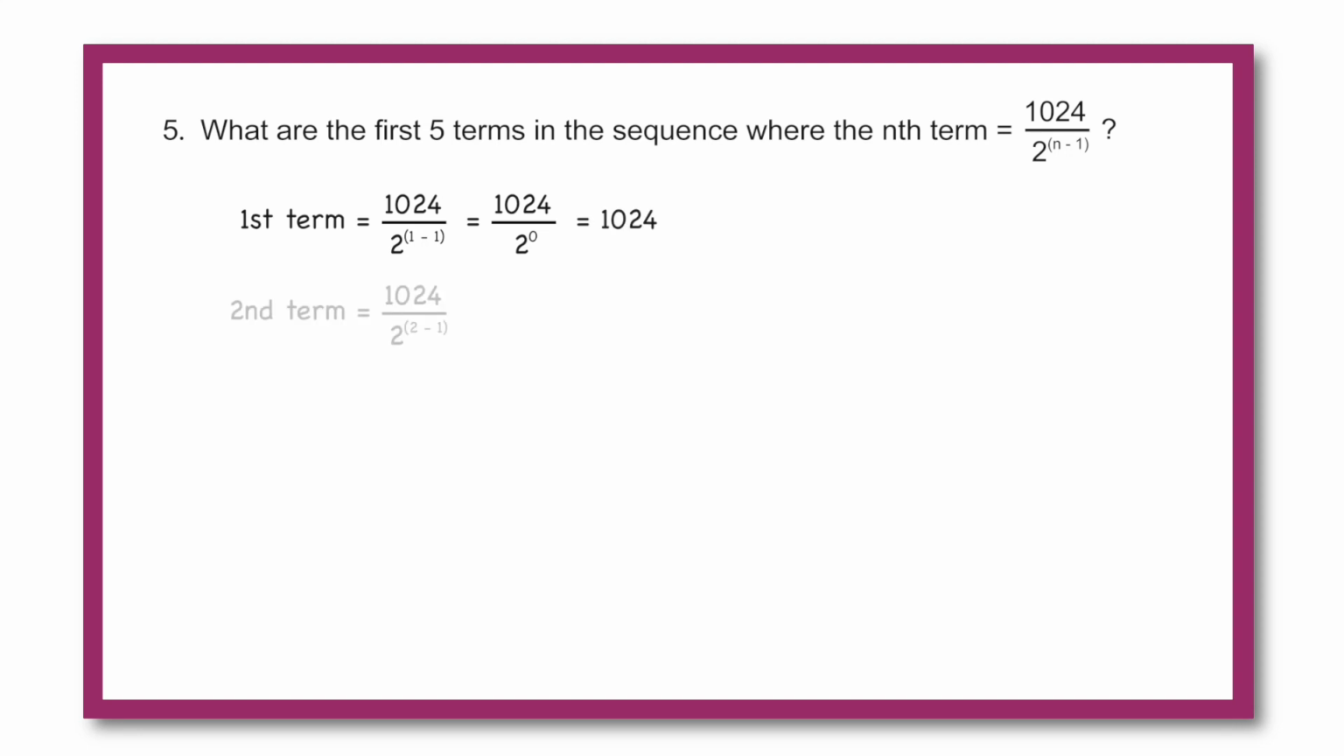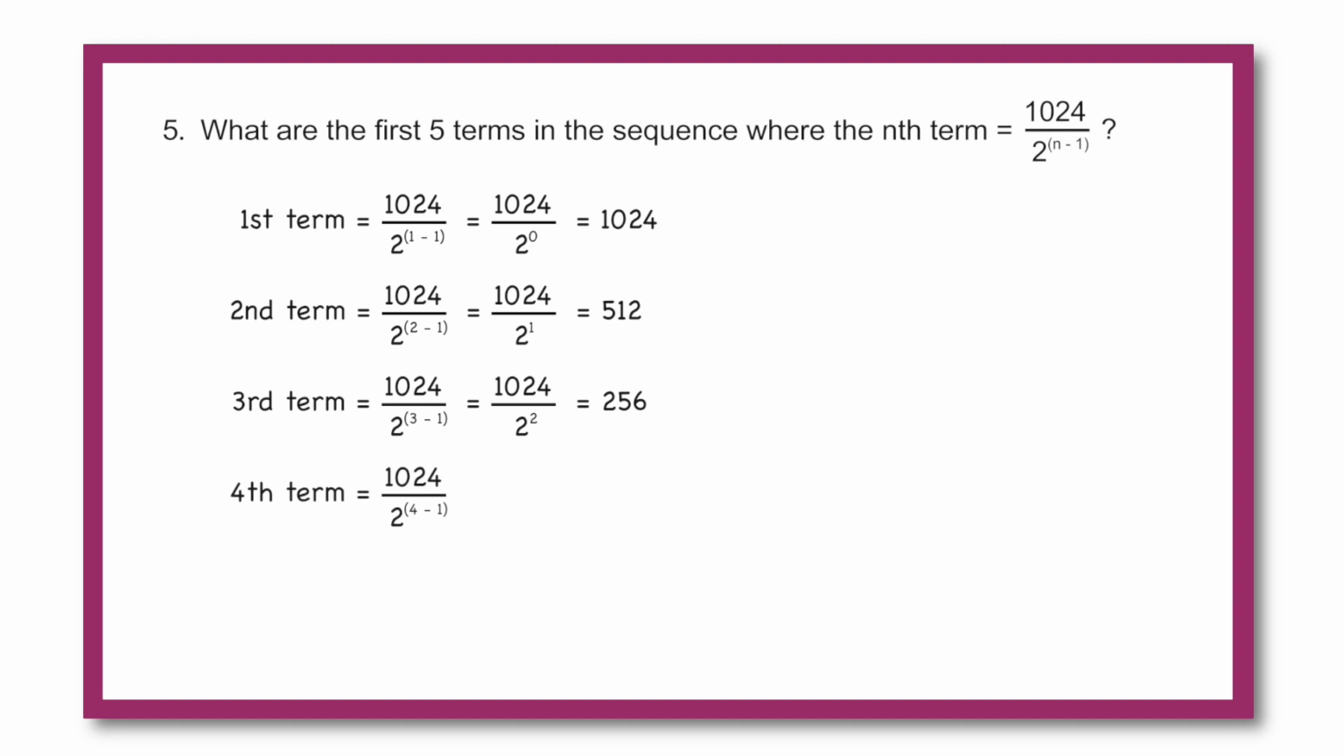For the second term, n would equal 2, so we have 1024 divided by 2 to the power of 2 subtract 1, which is equal to 512. The third term, n is equal to 3, so we have 1024 divided by 2 to the power of 3 subtract 1, so we end up with 256. And then for the fourth term, n is equal to 4, so we have 1024 divided by 2 to the power of 4 subtract 1, and that is equal to 128.